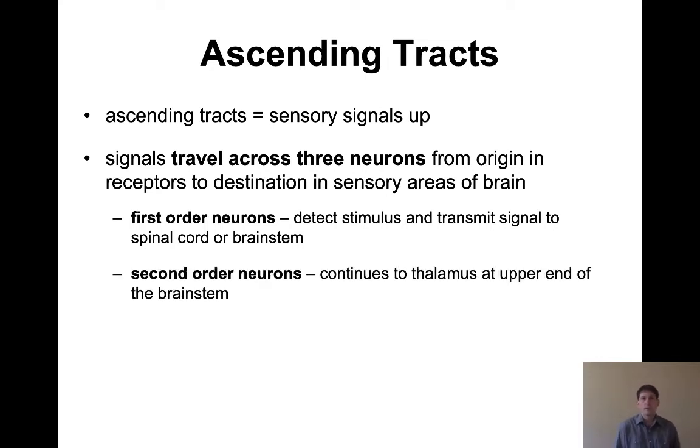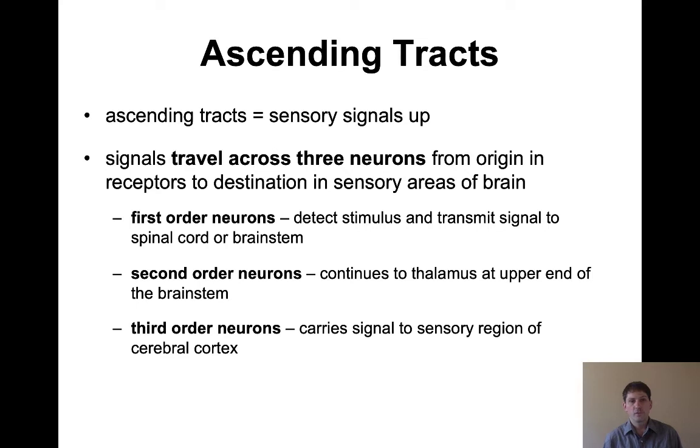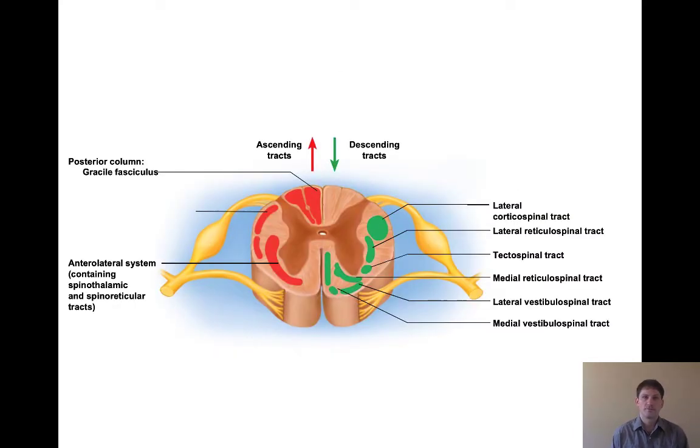Our second order neuron then passes up to the thalamus, which is our relay area of our brain, and then eventually the signal is taken from the thalamus to some part of our cerebral cortex. That is going to be transmitted by our third order neuron. It's taking that signal from the thalamus to the appropriate region in the cerebral cortex. So here's that image again that we looked at. You can see in red, we have our ascending tracts. This is in that posterior, lateral, and anterior column. Those columns are made up of white matter, so myelinated axons.